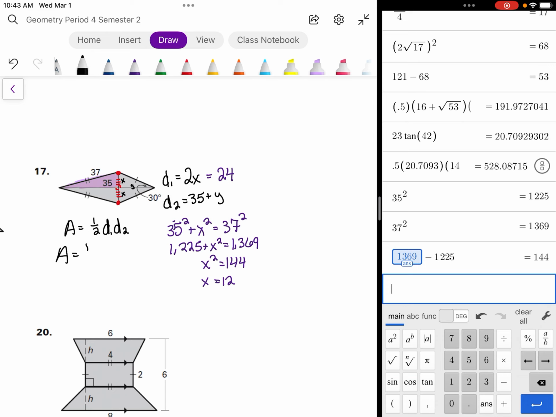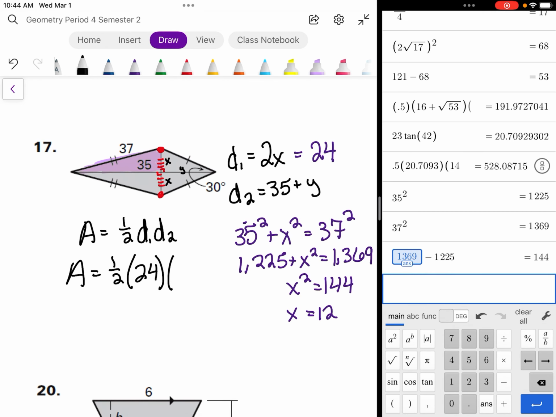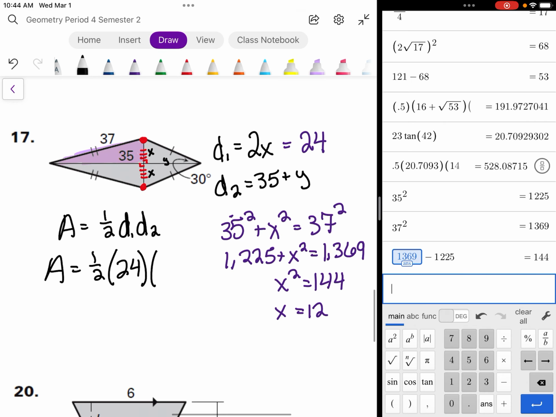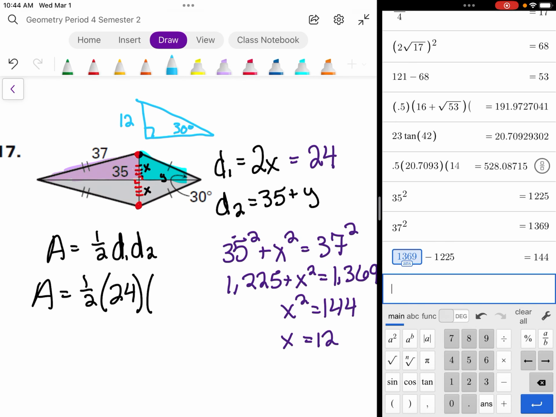So we know part of our equation now. We know 1/2 times 24. Now we need to figure out what diagonal 2 is equal to. So we need to figure out that y value. So if we look at this, we know this top right triangle. If we draw that separately, we know we have a right angle and a 30-degree angle. And we know that the height is 12, and we are trying to solve for y.